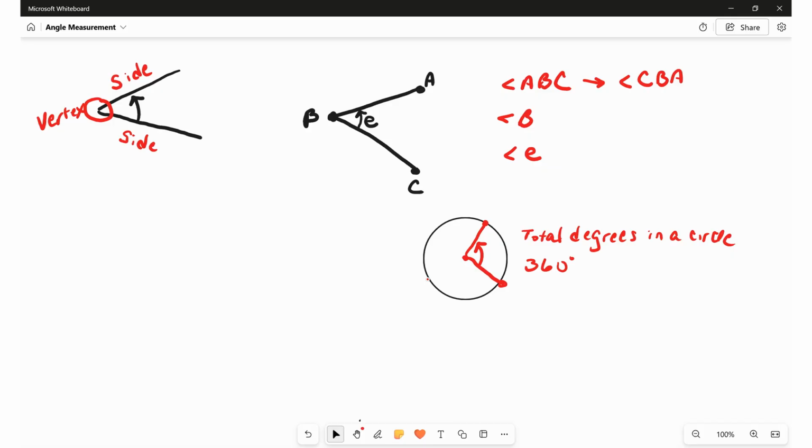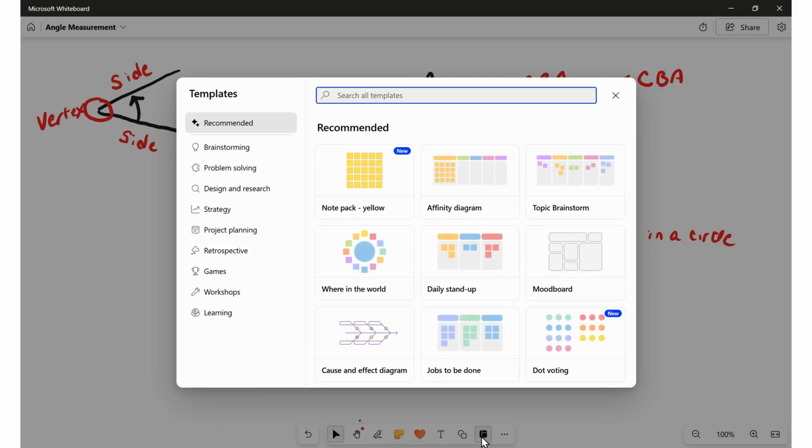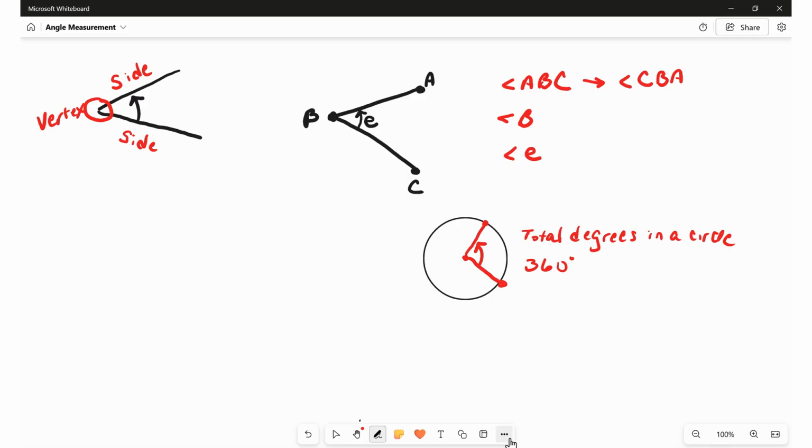Now, one thing that we are going to get into, and I believe this is part of your homework, is using a protractor. I don't believe I have a protractor tool on here. I might. Let me see if I can. No, I don't. Okay. I do have a ruler.